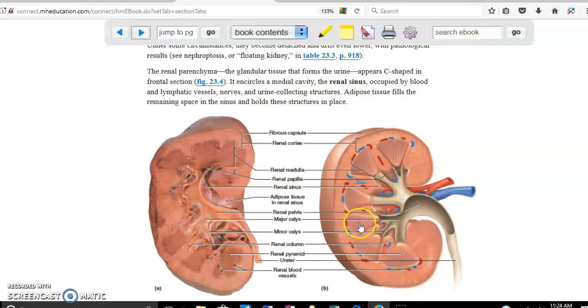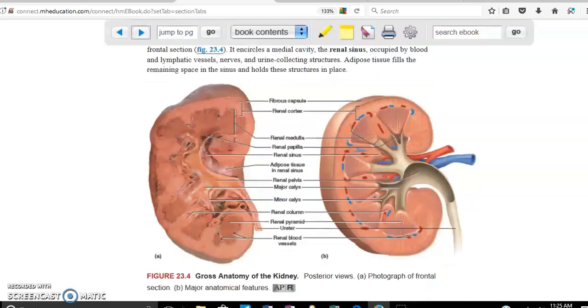In the medulla, you can see this structure like triangles. They are called pyramids. This is one pyramid. This is another pyramid. In between the pyramids, you have the columns. Then you have the renal papilla, which is the tip of the pyramid. Then you have minor calyx, which is this part right here. Then you have major calyx in here. This is the renal pelvis. Those are the macroscopic structures. Once you cut the kidneys, you are able to see that in there.